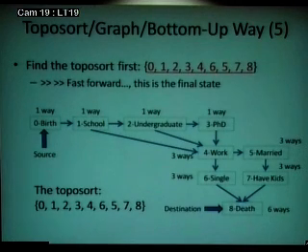Alright, got it? So this is the systematic way. Find the topological order of that DAG, and then you start from one base case. You know that the number of ways from source to source is 1 way. And follow the order given by the topological order.